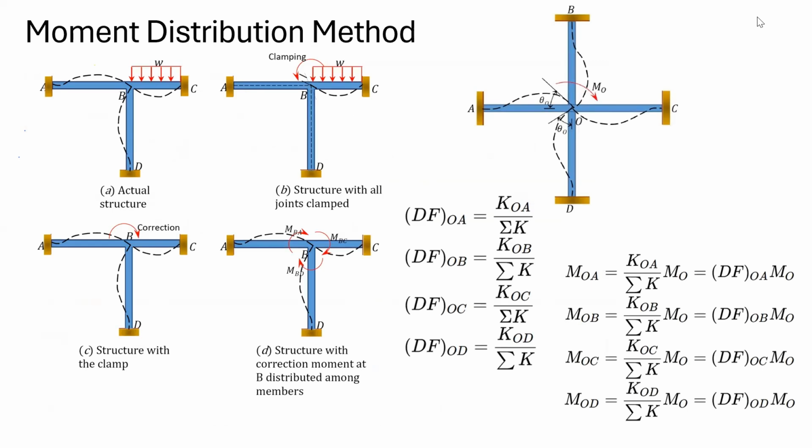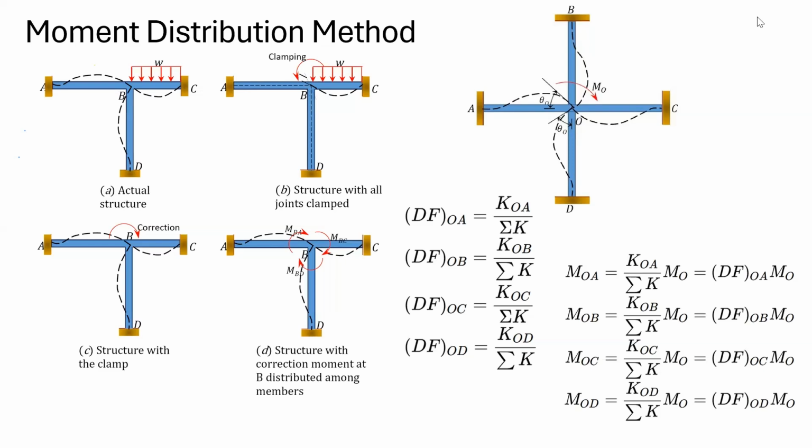So again, the actual structure is there with the loading. This is the deflected shape of the structure. And what we have done is that every joint, whether it is simply supported or a no-support joint, we are going to fix. A is already fixed, C is fixed, D is fixed, but B is not a fixed joint. So we are going to clamp. Clamp means we are fixing the point B, correct?